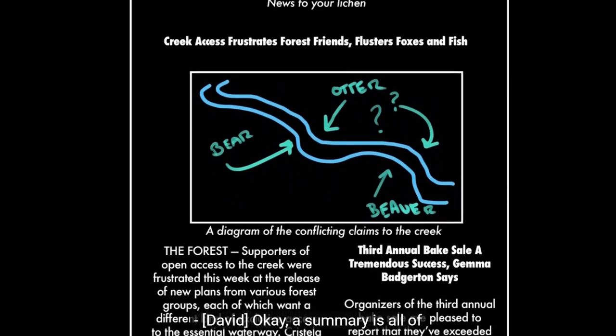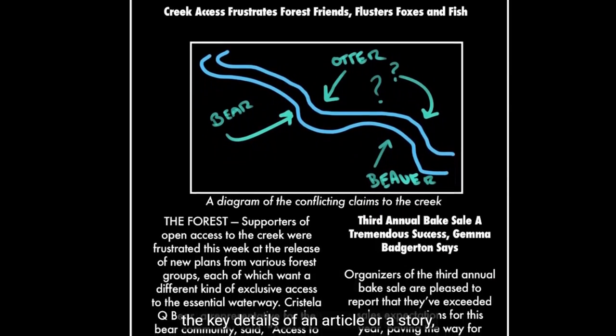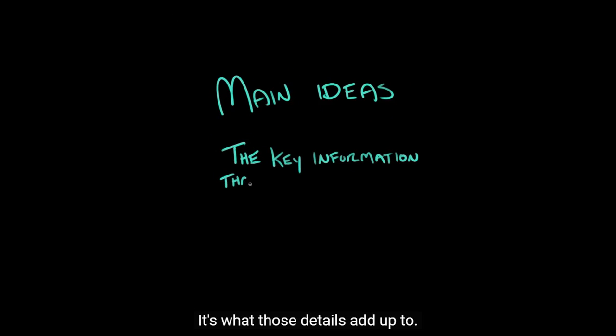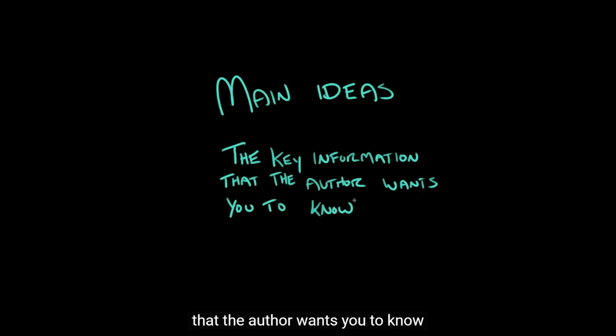Okay, a summary is all the key details of an article or a story, but a main idea is bigger than details. It's what those details add up to. A main idea is the key information that the author wants you to know after you've finished reading the text.